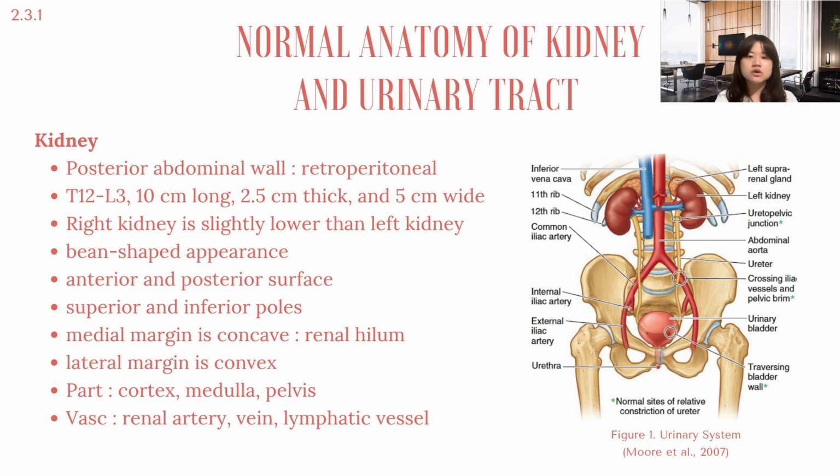The renal sinus and renal pelvis are also located in the medial margin of the kidney. The kidney consists of three parts: the renal cortex, the most superficial part, the renal medulla, and the renal pelvis. Vascularization of the kidney consists of the renal arteries that arise from the aorta, renal veins, and the lymphatic vessels of the kidney.